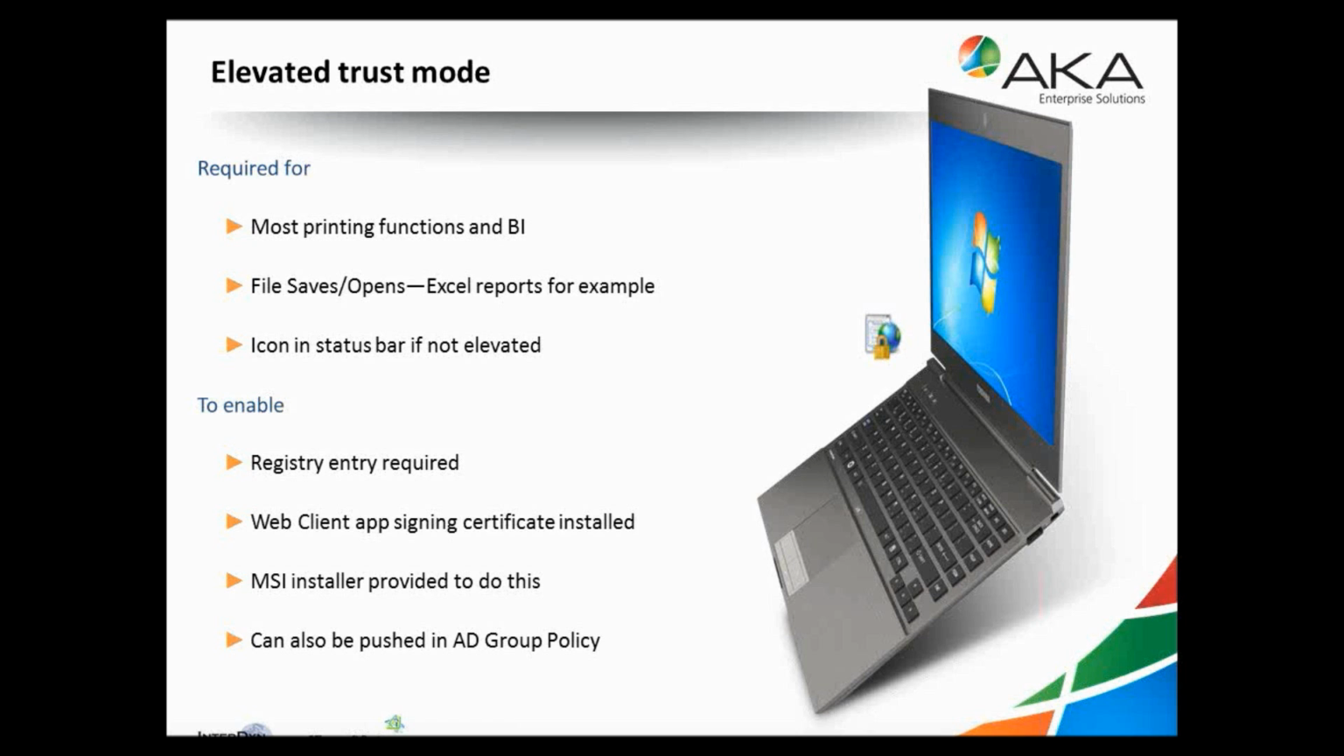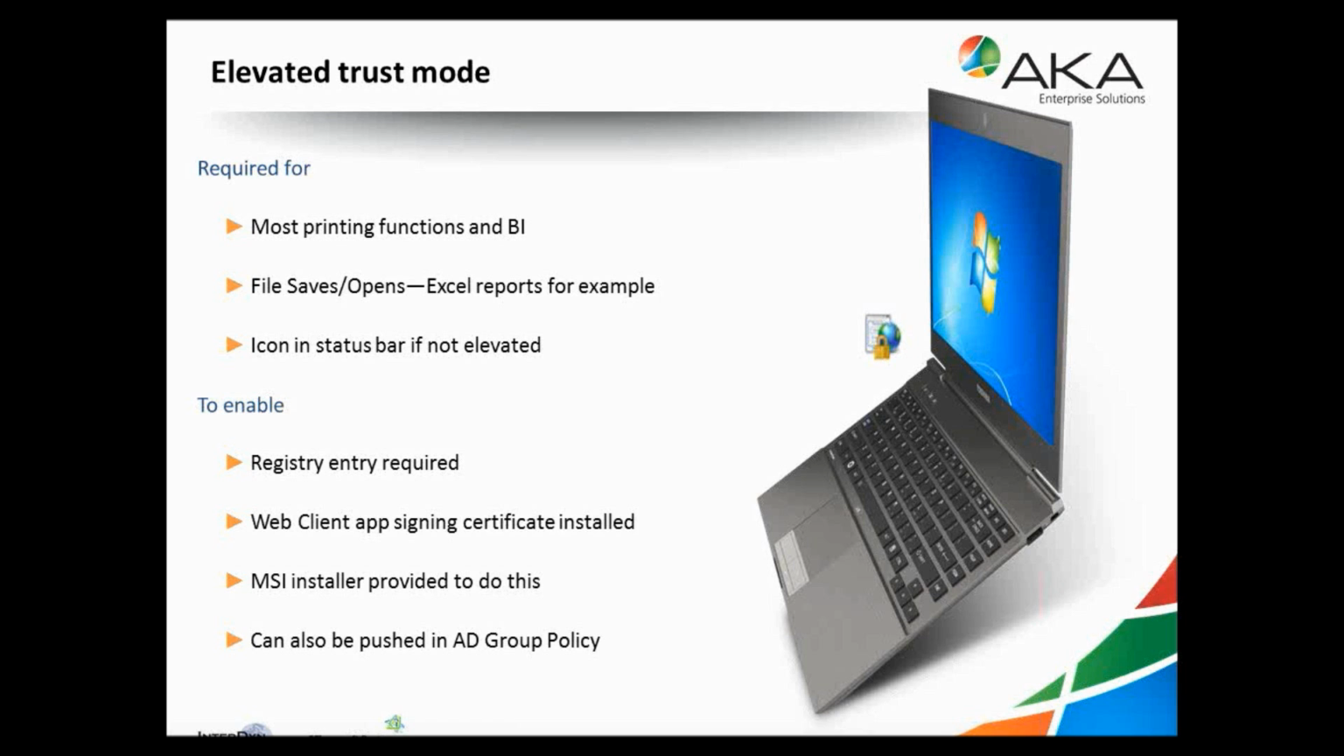So we're going to need the elevated trust if you're planning on printing items, or using some of the BI. By that I mean Business Analyzer, Excel Report Builder, etc. And if you're going to do file opens and saves, Excel reports for instance, using Excel Report Builder, you're going to need that elevated trust. And if you're going to be using SmartList and taking it out to Excel, you're going to need that as well. It sounds like unless you're really in a read-only mode, most people are going to want to go ahead and get that.